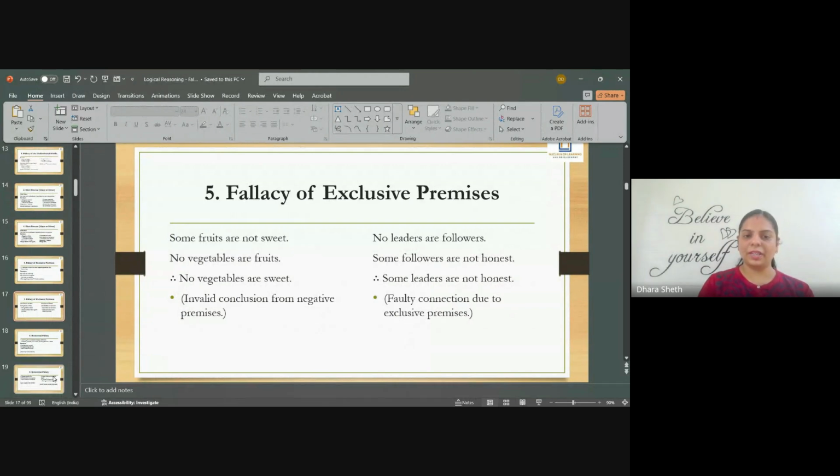Some fruits are not sweet is a negative premise because there is a not. No vegetables are fruits, therefore no vegetables are sweet. This conclusion is invalid. No leaders are followers, some followers are not honest. Therefore, some leaders are not honest. Again, this would not be a valid conclusion. It's a faulty connection because both of them have a not in it. Both of them are negative. Clear with this?